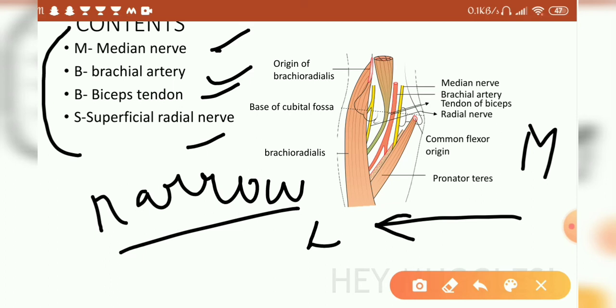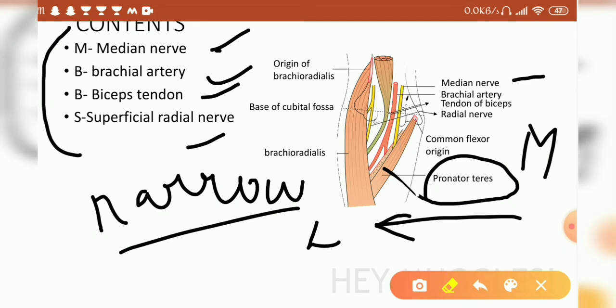Okay, coming to the median nerve. The median nerve leaves the fossa by passing between the two heads of pronator teres muscle, right? So here you can see this is your median nerve, and this is your pronator teres muscle. The median nerve is leaving the cubital fossa by passing between the two heads of pronator teres muscle, right?